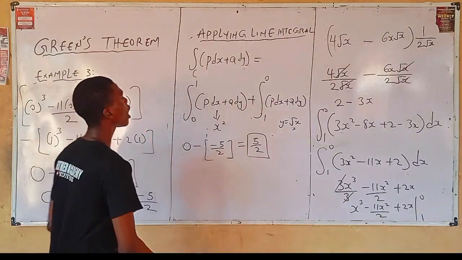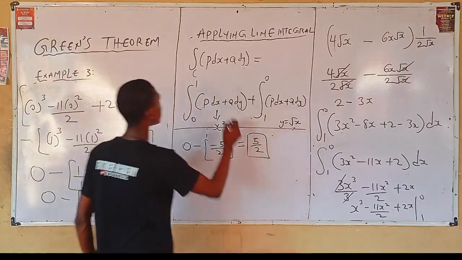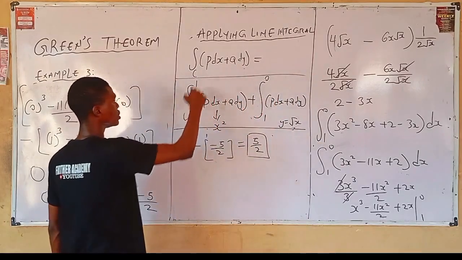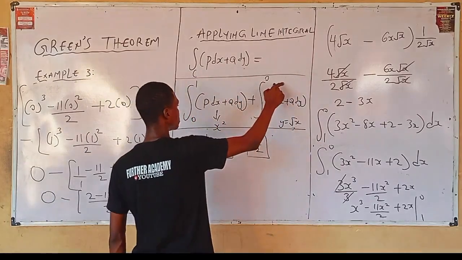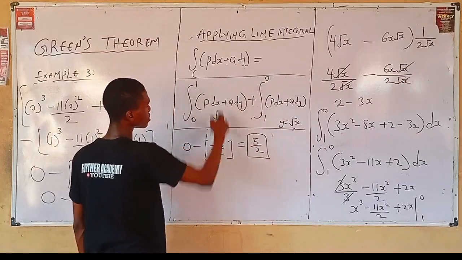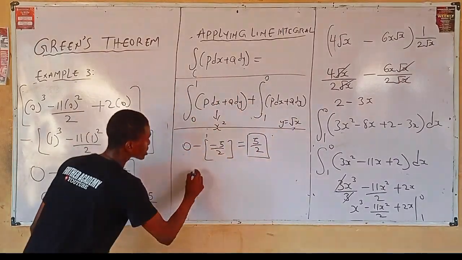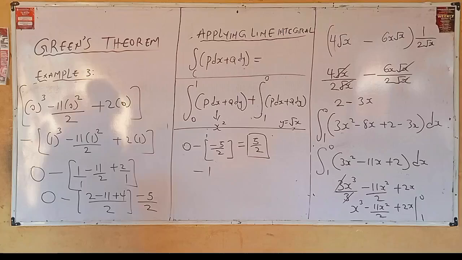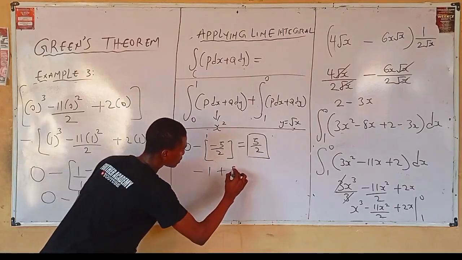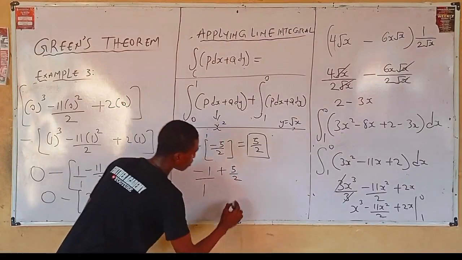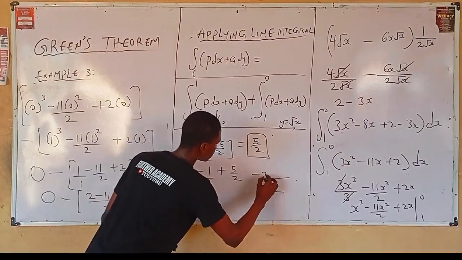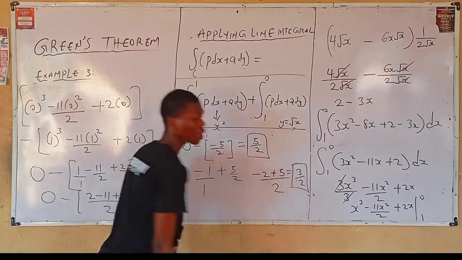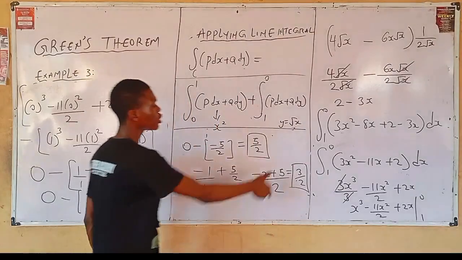5 over 2. Now implementing this formula that says the line integral of the given question is equal to this first line integral plus this second line integral. For the first line integral, we got negative 1. For this second line integral, we got positive 5 over 2. Take LCM, meaning you have negative 2 plus 5, which is equal to 3 over 2.